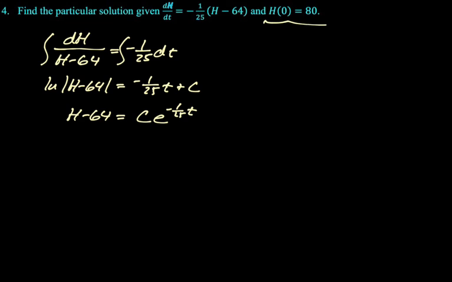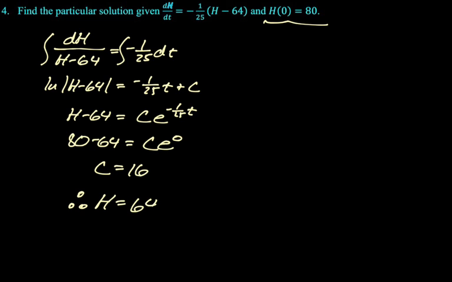Now we know that h of 0 is 80. So 80 minus 64. And again, I mentioned earlier, make sure you keep track of what you're plugging in for what, right? So h of 0, so t is equal to 0 and h is equal to 80 at this point. So that's going to be 16. And then we solve for h. So I'm going to say h is 64 plus 16 e to the negative 1 over 25 t. And that's it.